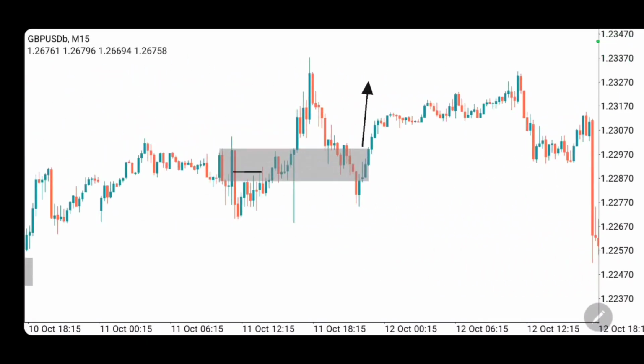Here as well, what happened? This is a demand zone that failed. Price broke through the demand zone. The failed demand zone. Price broke through the demand zone, came back, creating a bearish breaker block, and bought from it.